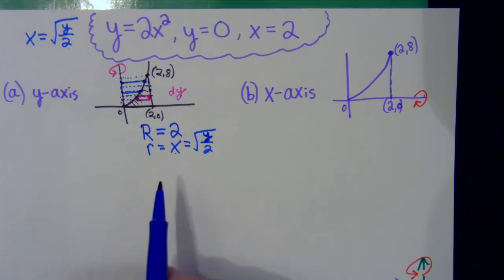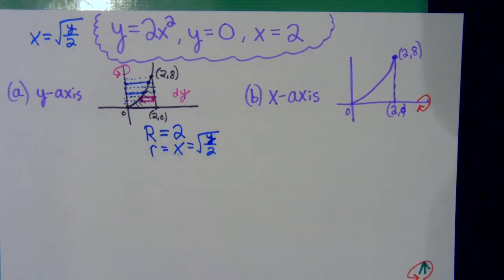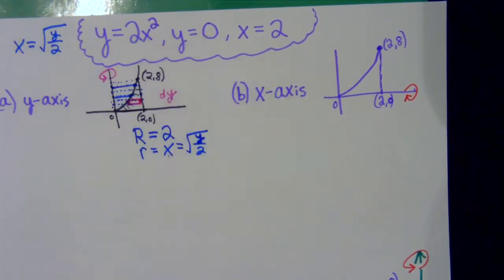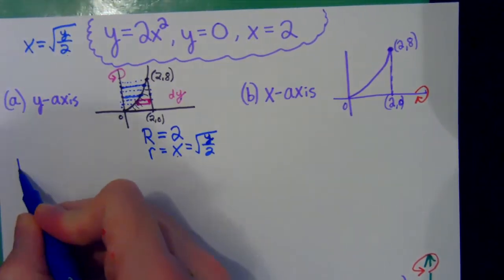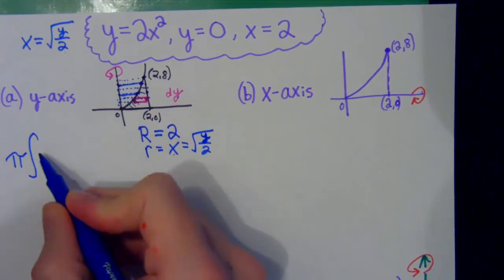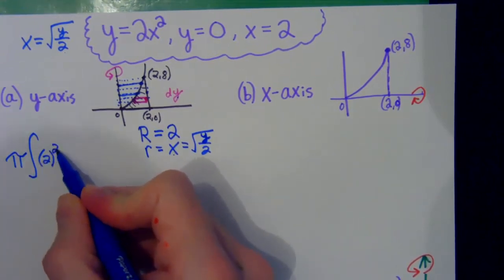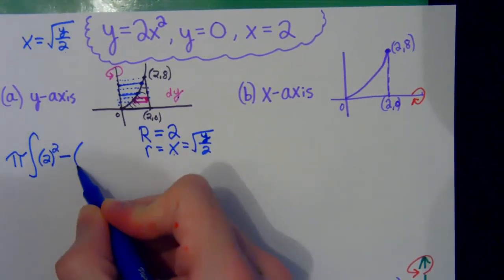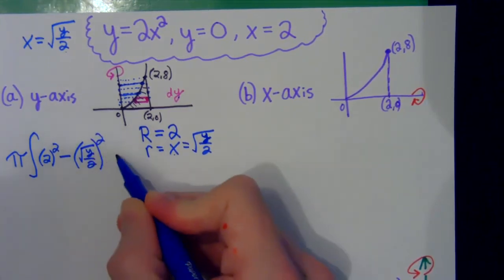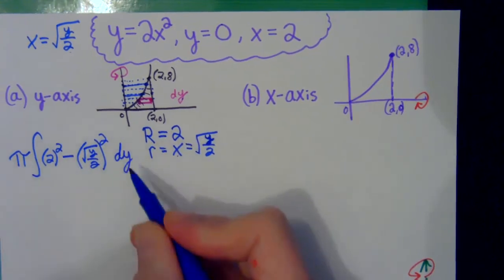All right, so here's what we'll do. Once you get your capital R and the little r, like I said, that's the hardest part. Now you're just going to use this formula. When you use your disk method, you have the pi out in front, and then you have the integral of capital R squared minus little r squared. And then it's a dy problem, so I squeeze that in there.